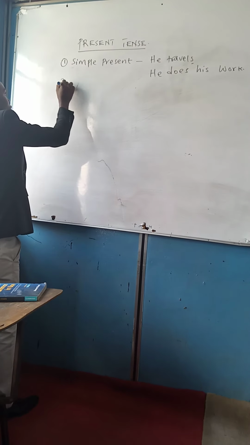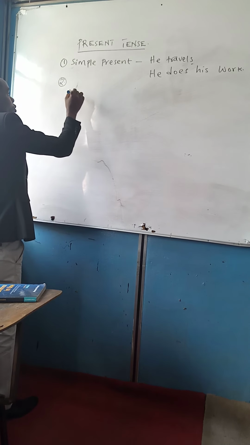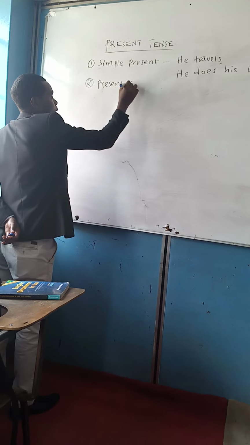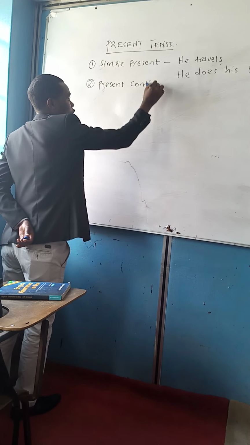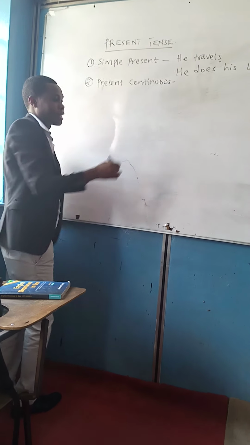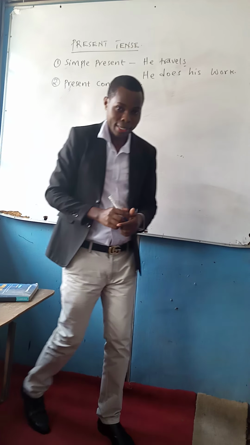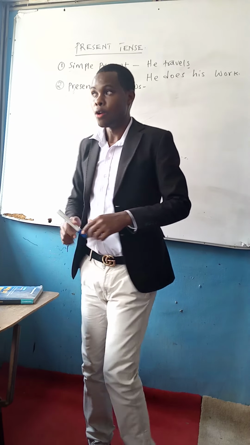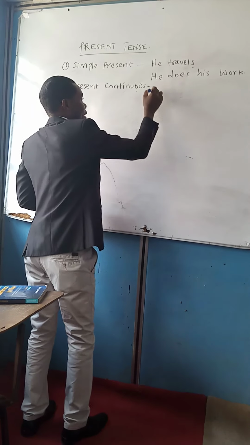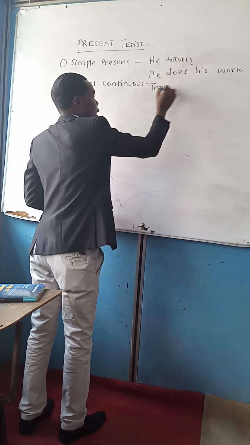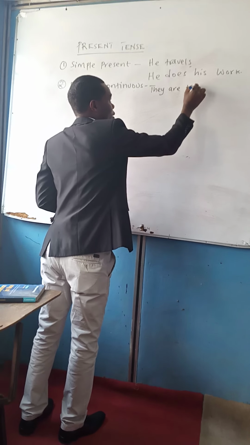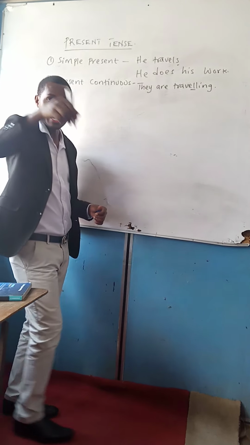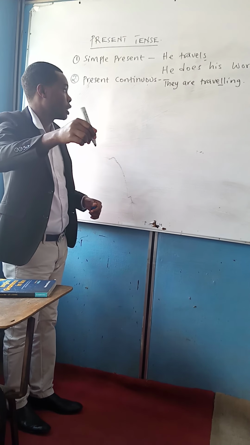The second form of the present tense that I want us to look at is called the present continuous tense. Now this tense is used to say that an action is happening now as we speak. For example, they are traveling. So it means the action of traveling is happening now as we speak.